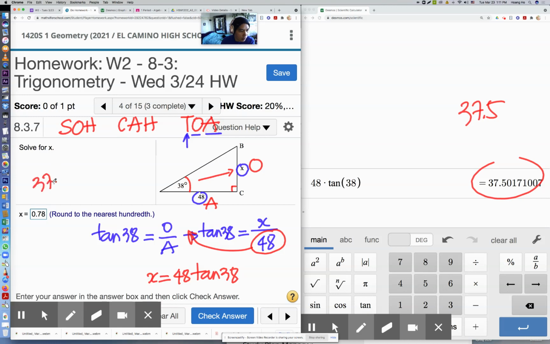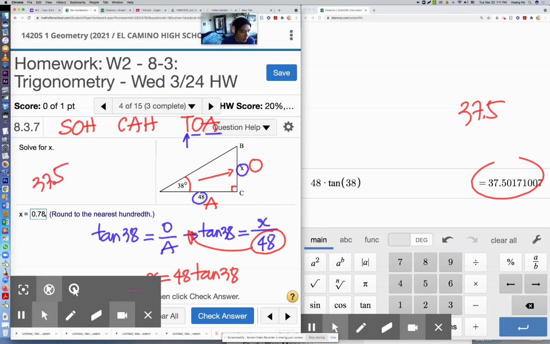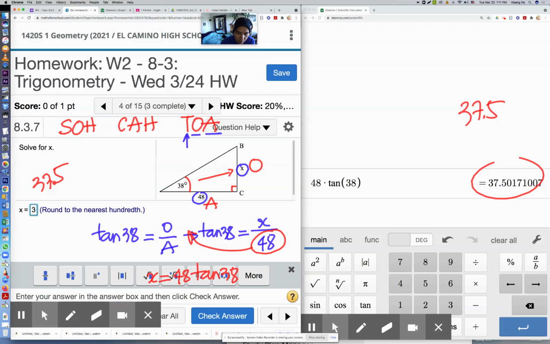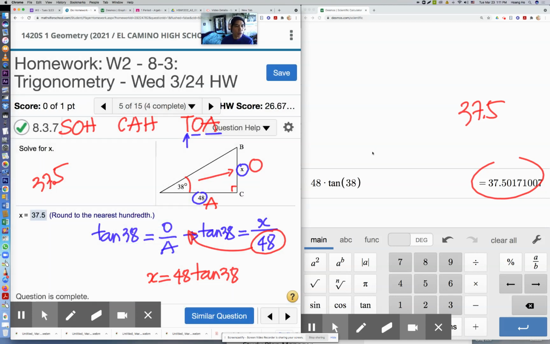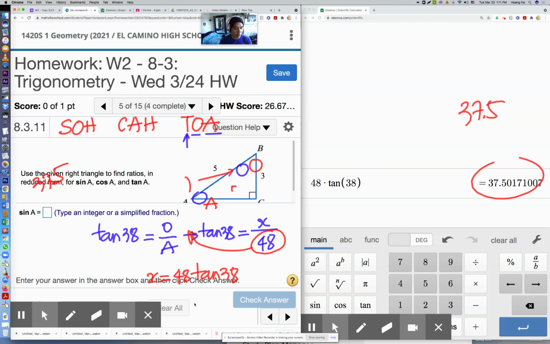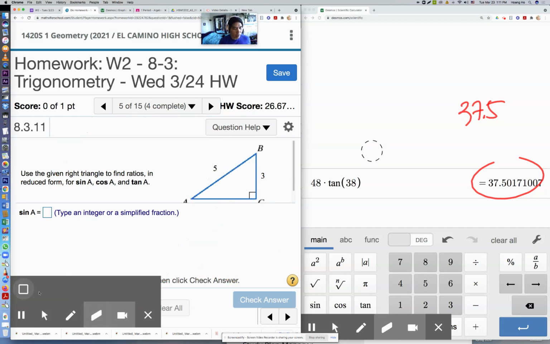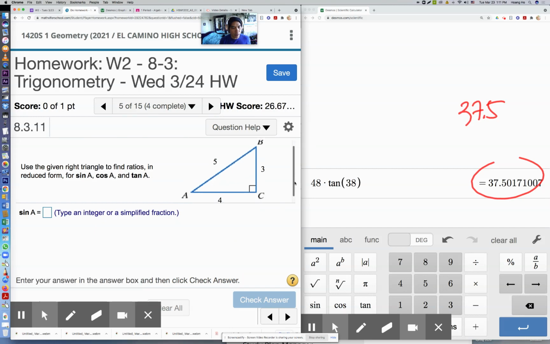37.5. Okay, here we go. 37.5. Voila. Okay. Question number 5. Very similar. So let me clear this out over here. I can move this one a little bit so you can see it.